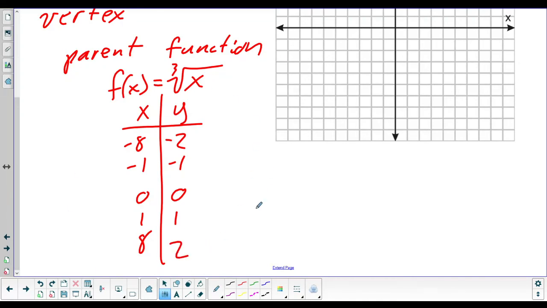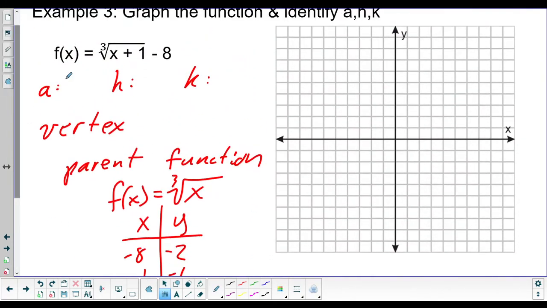So let's go graph these ordered pairs. Let me switch to blue for the parent function. So we're going to go left 8, down 2, left 1, down 1, 0, 0, right 1, up 1, and then right 8, up 2.